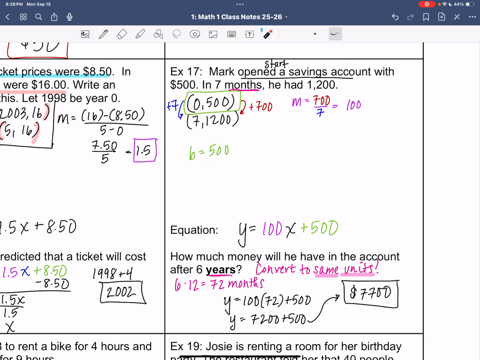Now, I do want to mention, here we want to know how much in 6 years. But here we talked months. So you have to convert to the same unit. So remember, if you were to take 6 years times 12 months, you'll get 72 months. So that's why I put 72 there instead of 6. So just watch out for that.